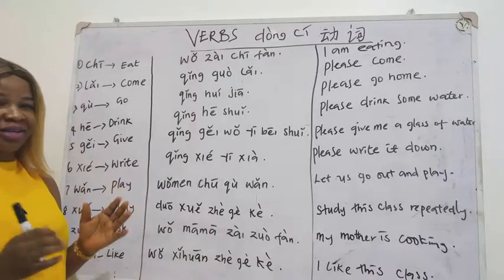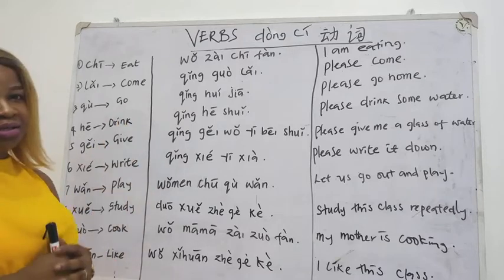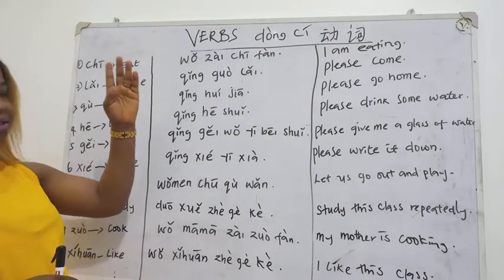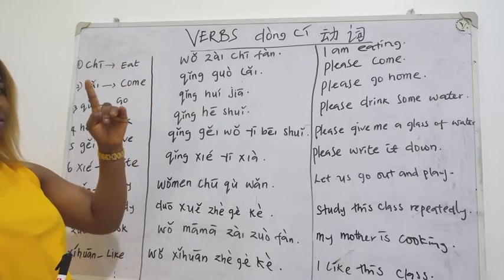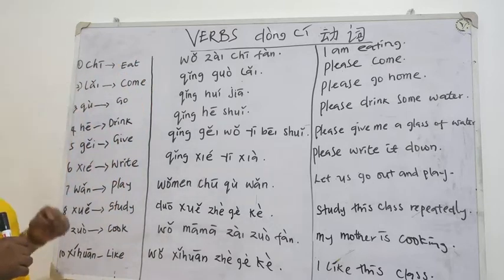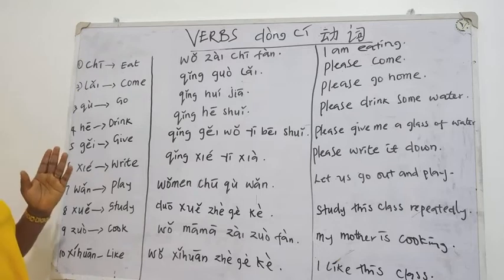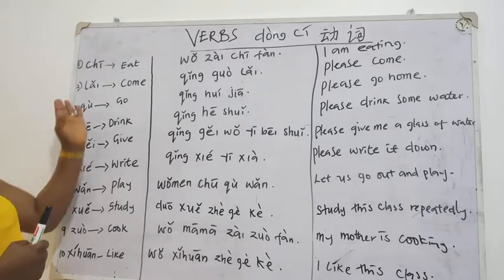Oh yes, welcome to the class. As introduced already, today we'll be treating verbs. In Chinese, 动词, verbs. Let's go. First, 吃. Don't forget that's the first one. 吃, that's eat, to eat.